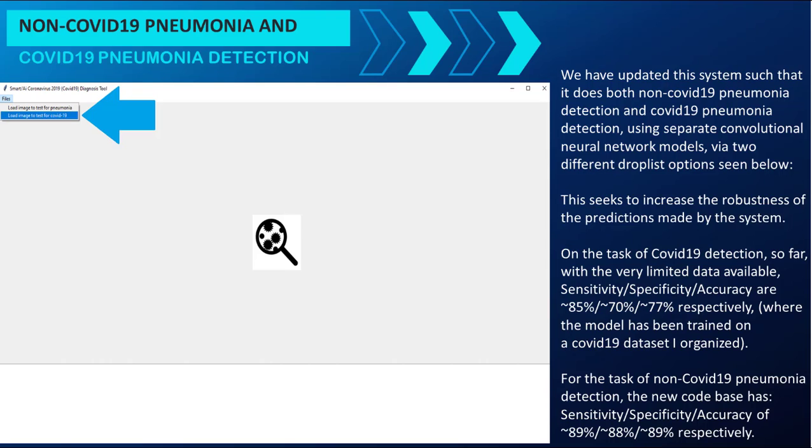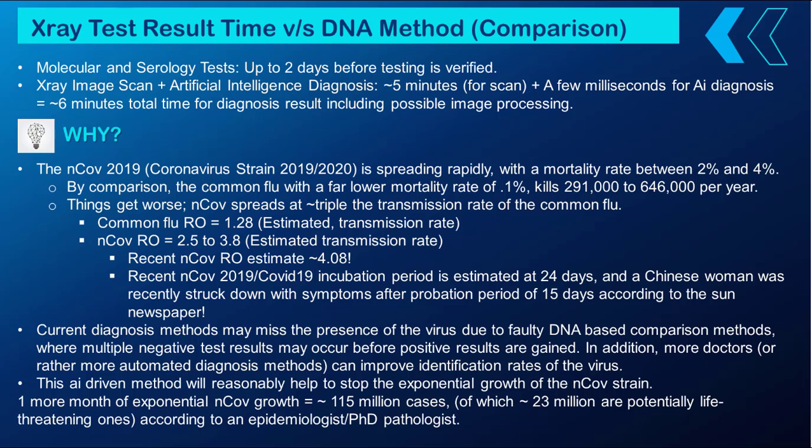On the task of COVID-19 detection so far, with the very limited data available, sensitivity, specificity and accuracy are 85%, 70% and 77% respectively. For the model trained on the dataset I organized for non-COVID-19 pneumonia detection, the code base has sensitivity, specificity and accuracy of 89%, 88% and 89% respectively. The coronavirus 2019 disease is spreading rapidly with a mortality rate between 2 and 4%.